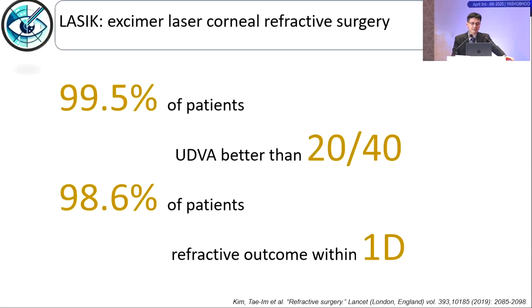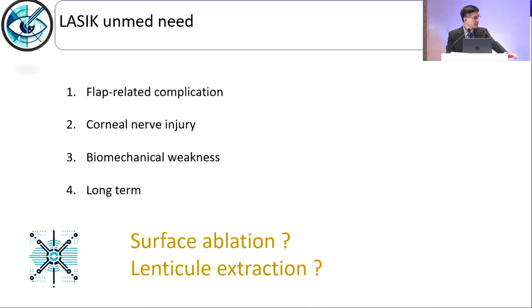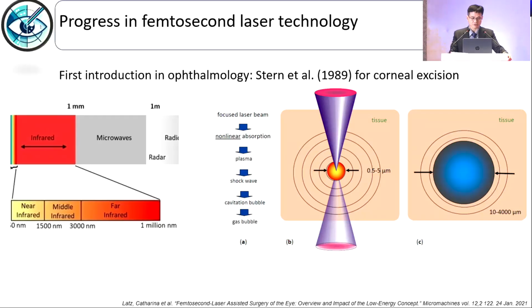As you know, LASIK is an excellent excimer laser procedure, achieving 20/40 uncorrected visual acuity in 99.5% of patients, and with very good refractive predictability, 98.6% of patients within one diopter. But there are some main limitations of the LASIK procedure, for example, flap-related complications, corneal nerve injury, biomechanical issues, and the long-term uncertainty of this procedure. So there is a long-term debate of whether we should go back to the surface with surface ablation or step deeper into lenticule extraction.